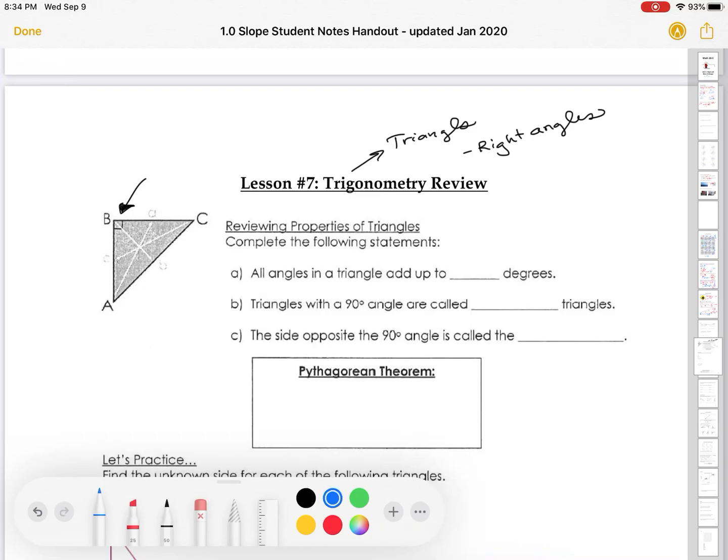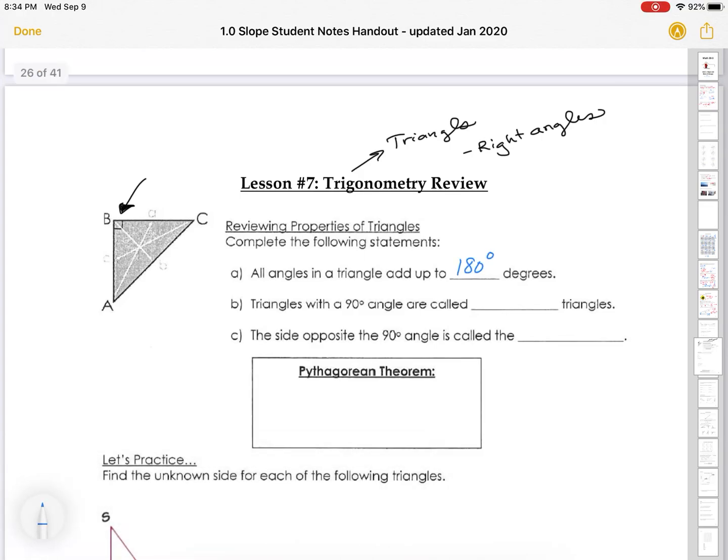Alrighty, so let's review the properties of right angle triangles. First, all angles in a triangle, this is any triangle, are going to add up to 180 degrees. All the triangles with a 90-degree angle are called right triangles. And the opposite side of the 90-degree angle is called the hypotenuse. So when we have our right angle triangle, we have our 90 degrees there. This side here is my hypotenuse.